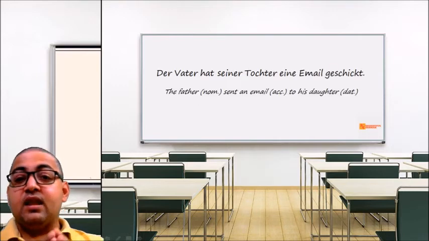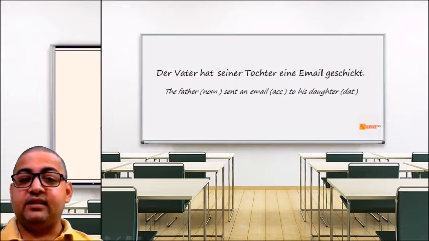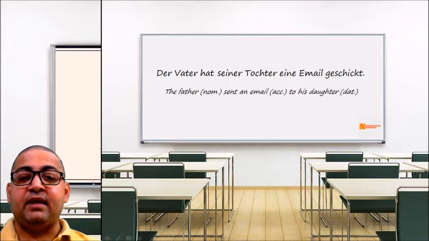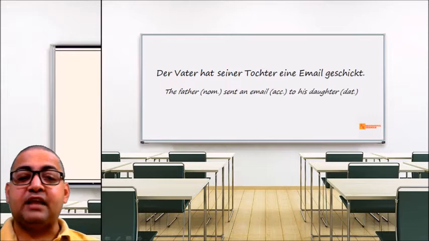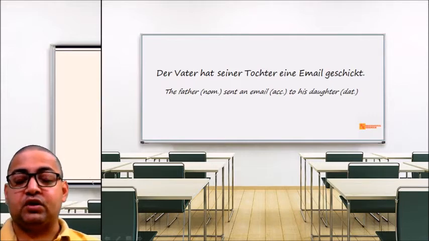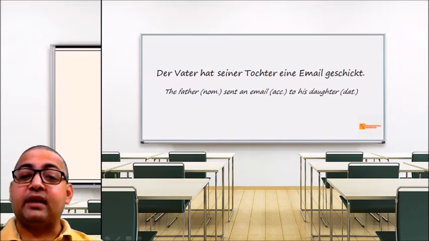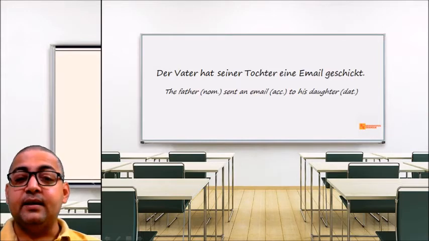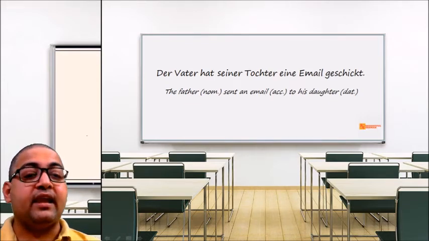For example, der Vater hat seiner Tochter eine E-Mail geschickt. In this case, the father is the nominative. The father has sent an email. What he has sent, an email, is my accusative. To whom the email has been sent, the dative part, to his daughter. This we have already discussed in our previous sessions. This sentence shows case being applied to nouns, with der, seiner and eine being the indicators not only of the gender of their respective nouns but also of their case, something which English can only indicate with word order.